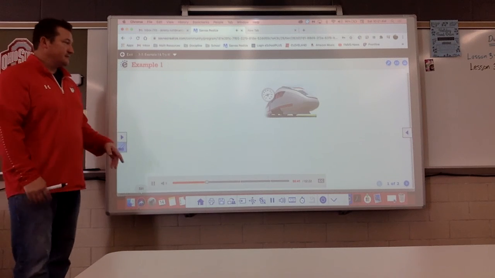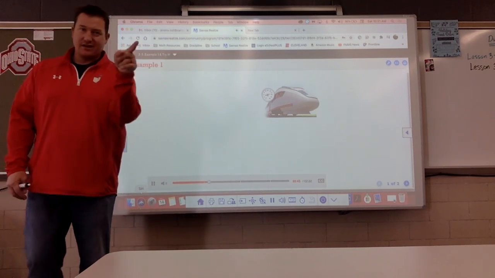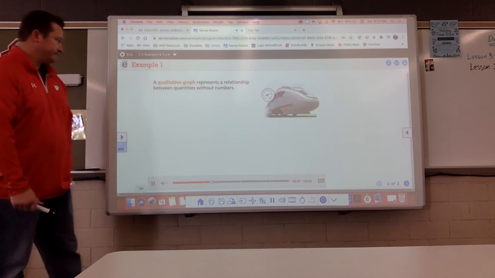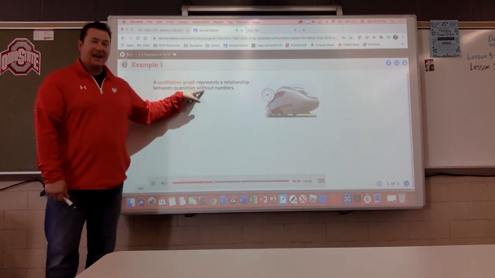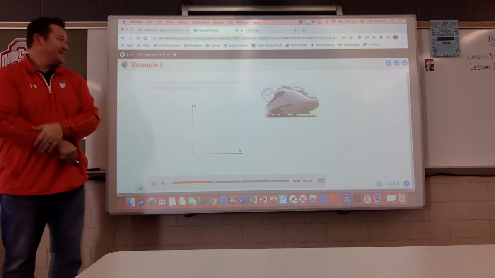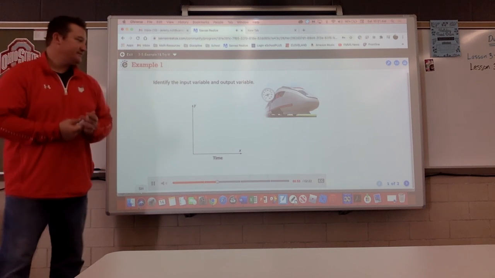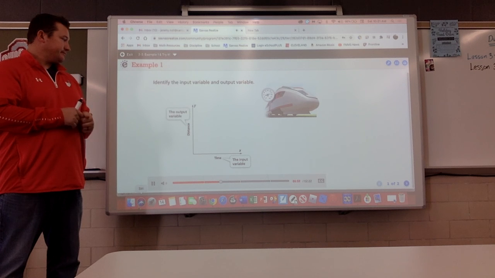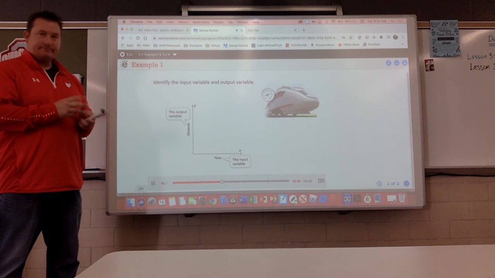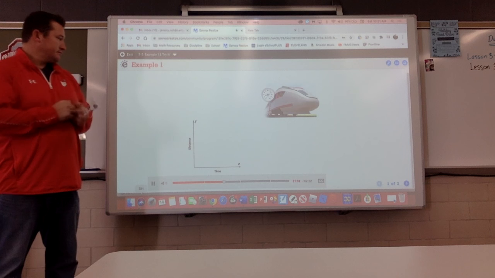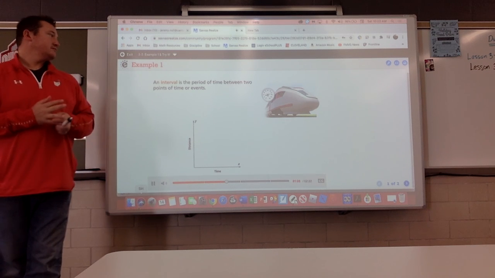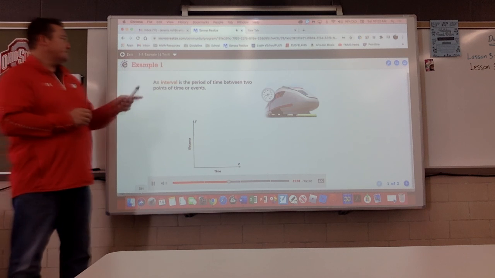We can draw a qualitative graph. A qualitative graph is a little different from the graphs you've drawn before. A qualitative graph represents the relationship between quantities without numbers. No numbers. You begin by identifying the input variable, which is time, and the output variable, which is distance. We also need to identify the intervals. An interval is the period of time between 2 points of time or events.